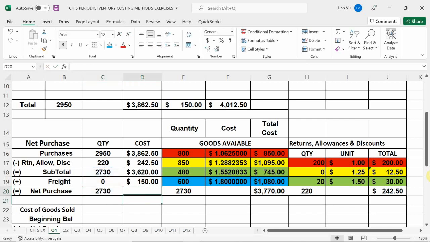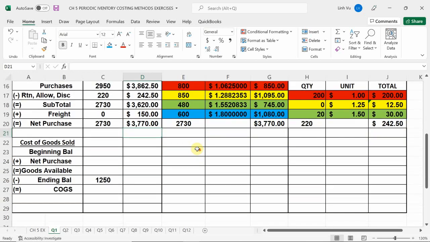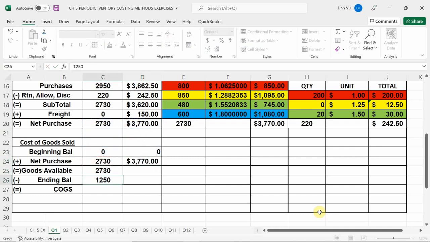Okay, so that should give you a remaining balance of 2,730 units at a grand total cost of $3,770. Right? Take a look at that. It matches my goods available. Why? It's because I don't have beginning inventory. And the rule here is that my net purchases with no beginning inventory will become my total goods available.